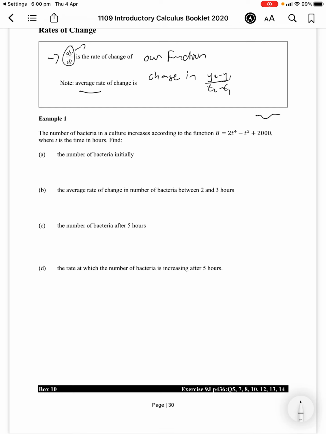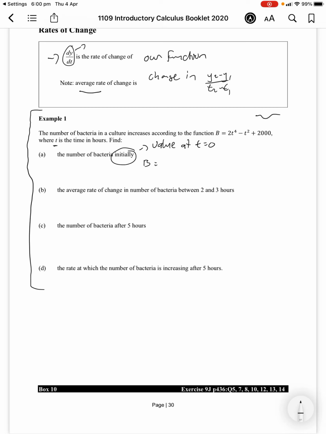So let's take a look at an example here, and this gives us a good indication of how these generally are going to work. The number of bacteria in a culture increases according to the function B equals 2t to the 4 minus t squared plus 2000, where t is the time in hours. So the first thing you want to do is find the number of bacteria initially. Now that word initially always refers to the value at t equals 0. So that's what we're going to do here.